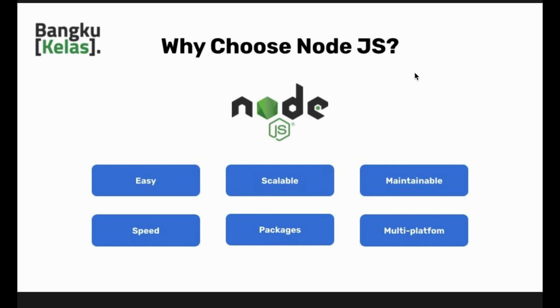And also don't forget the speed. With non-blocking thread execution, it makes Node.js fast and efficient. And come along the packages. It has a very fast set of open source packages available that can simplify your work. Up to this day, there are more than 1 million packages in the NPM ecosystem. And also it is multi-platform, which allows you to create websites, desktop applications, and also mobile applications.